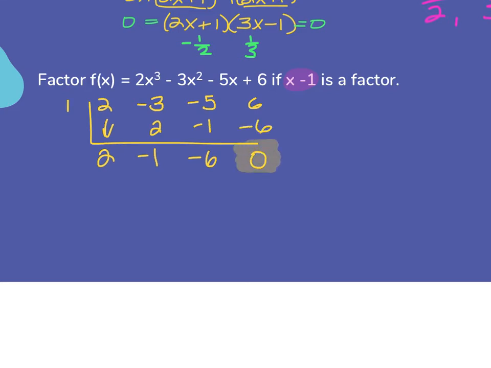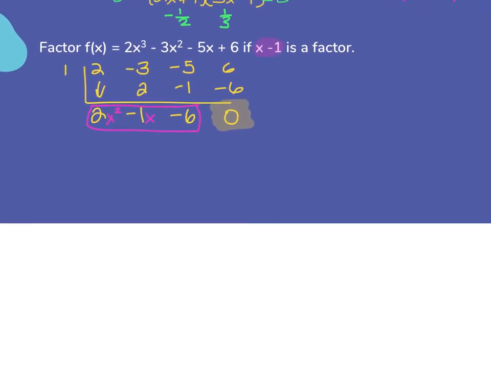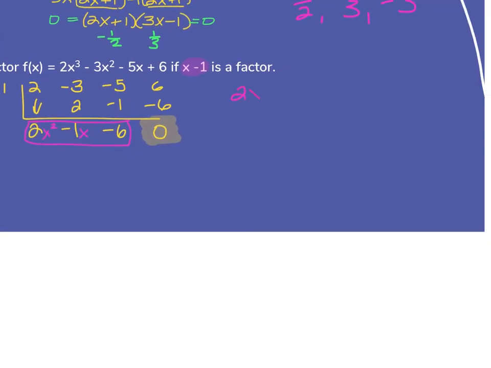So again, there's your first checkpoint if that wasn't 0. So if we had continued with it as a negative 1 on the outside, it wouldn't have been right. If that's not 0, then you did something wrong. Now I need this part of it. I put the x squared behind the 2, the x behind the 1. So I have 2x squared minus x minus 6, and I want to factor it.